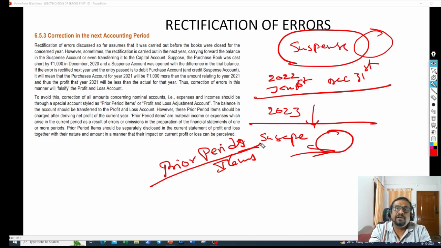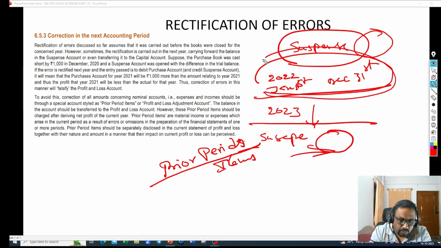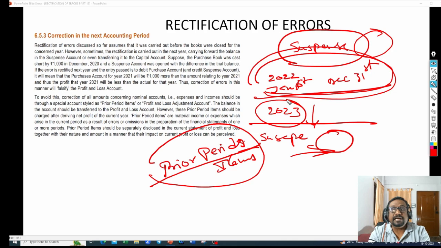You started identifying the errors. Those errors are pertaining to 2022. Since they are pertaining to 2022, they will be treated as prior period items in 2023.